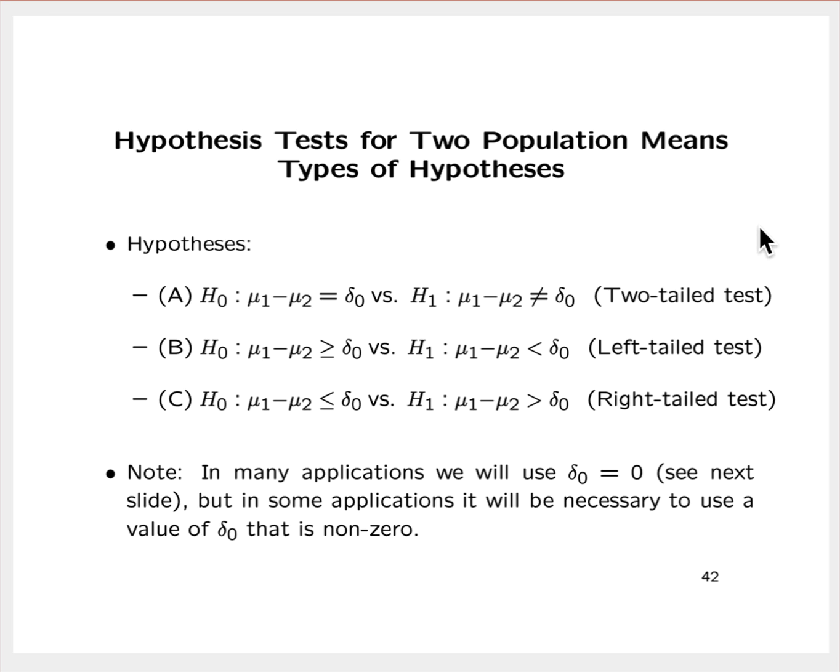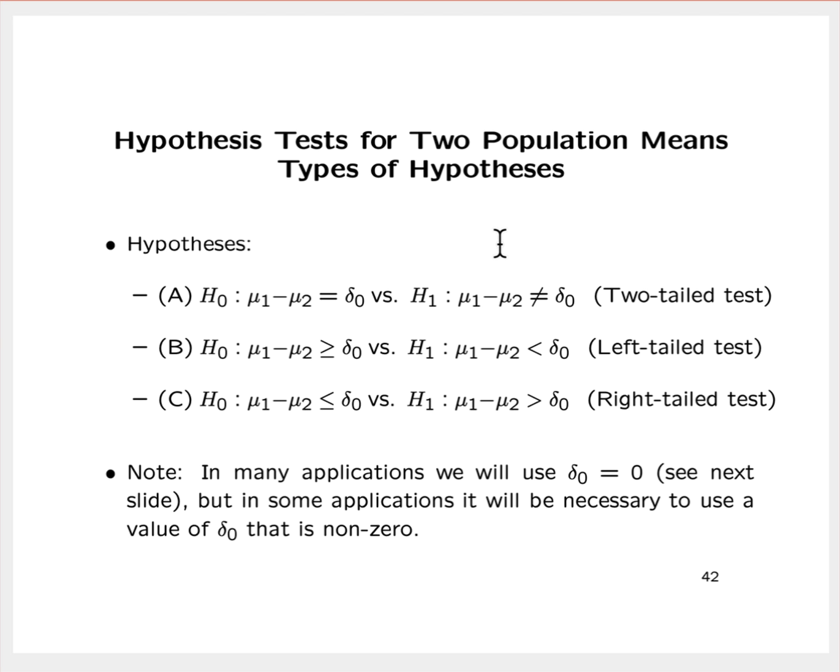So the hypotheses that we have available to test are the same three types of hypotheses that we've seen in the past. We have a two-tailed test, a left-tailed test, and a right-tailed test. Now, the two-tailed test has a null hypothesis, which says that the difference in the population means, mu1 minus mu2, is equal to some hypothesized difference, which I'm denoting by a lowercase delta sub 0, against the alternative hypothesis, which, being the logical complement of the null, is therefore that the difference between the population means is not equal to that hypothesized difference.